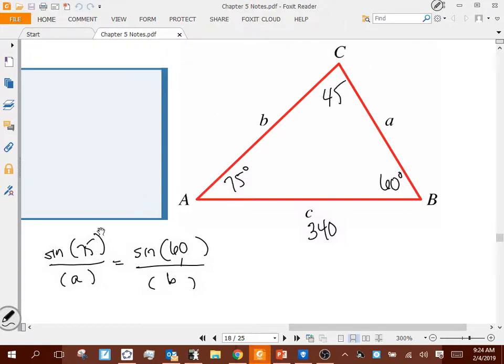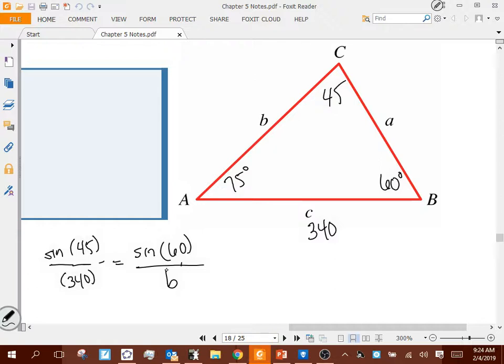45, right? So what I'm going to do, instead of using 75 in A and 60 in B, I'm going to use 45, because opposite 45 is 340, right? So there I filled in that complete ratio, and I don't have any variables there. Now I'll pick maybe this 60, sine of 60, and then what's opposite 60? B. How many variables do you have left over here now? You have one variable left over.